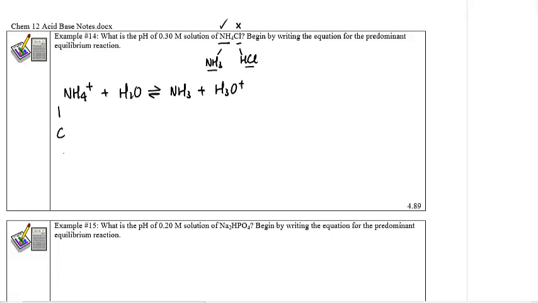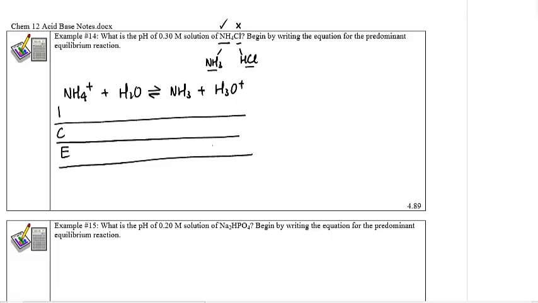So we generate our ICE chart. And once again, we ignore the water. So for our NH4 plus over here, we have 0.30 and we have 0 and 0. We minus x, plus x, plus x, and so we get 0.30 minus x. We have x and x.